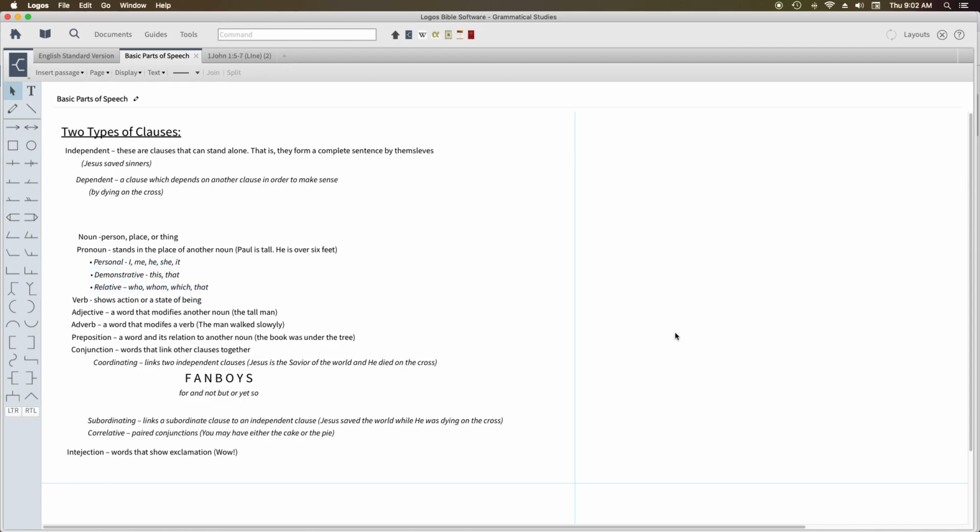So your most common relative pronouns are who, whom, which, and sometimes the word that. And I say sometimes because the word that doesn't always function as a relative pronoun. The word that you saw up here can be a demonstrative. Now, how do you determine whether the word that is functioning as a relative pronoun? Well, there's a simple way to do that.